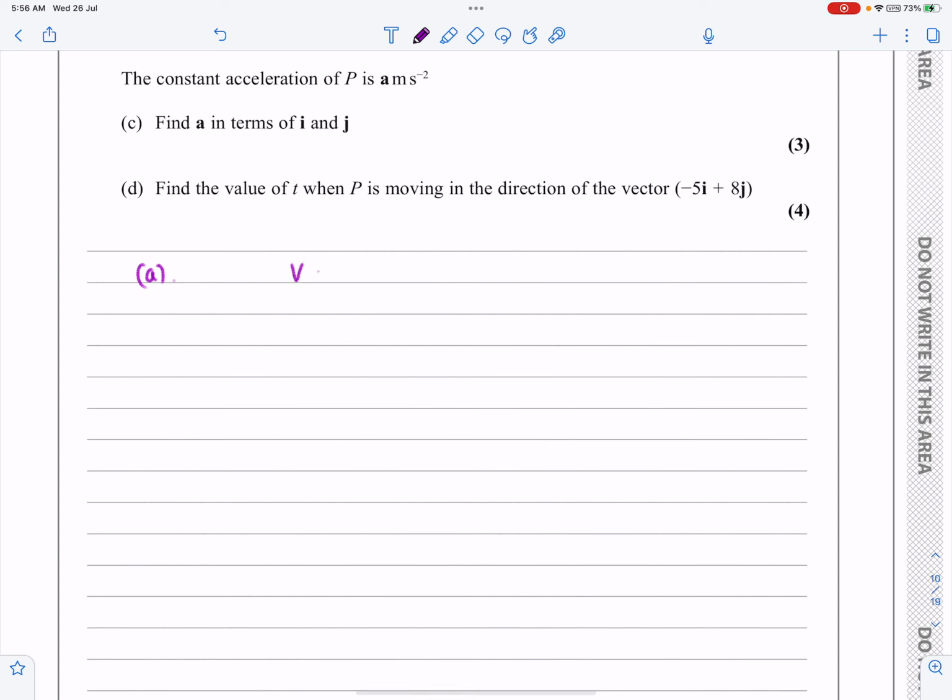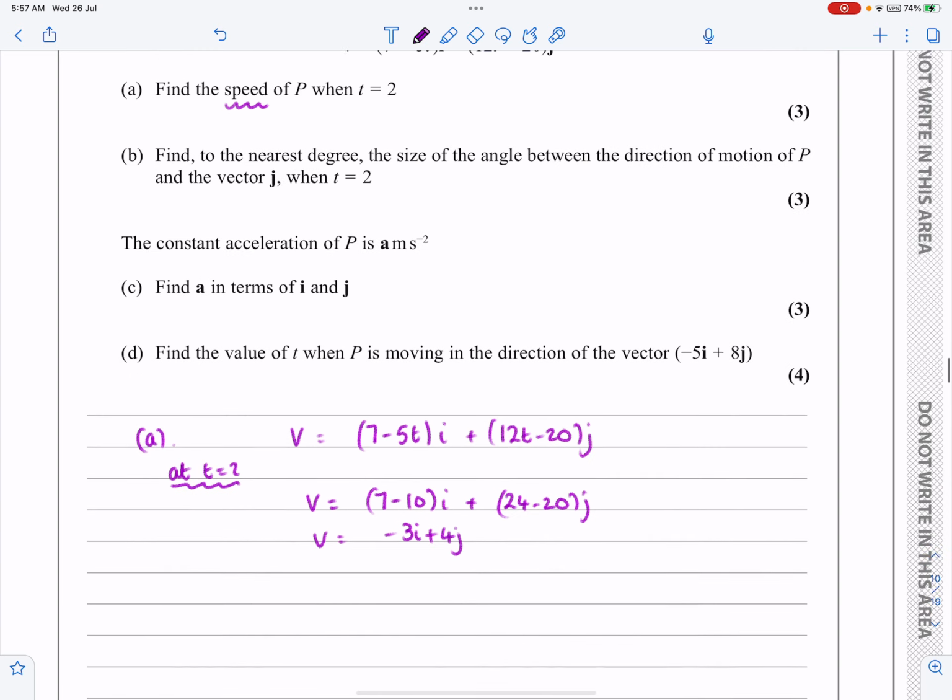So we've got v is equal to 7 minus 5t i and 12t minus 20 j. Okay, and then they said at t equals 2. So let's plug that in. What's v going to work out to be? It's going to be 7 minus 10 i, and it's going to be 24 minus 20 j. So that's minus 3i plus 4j.